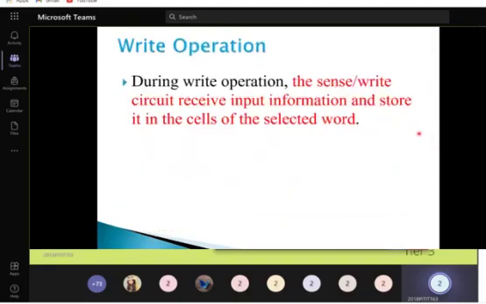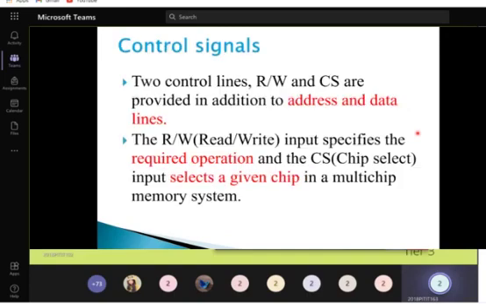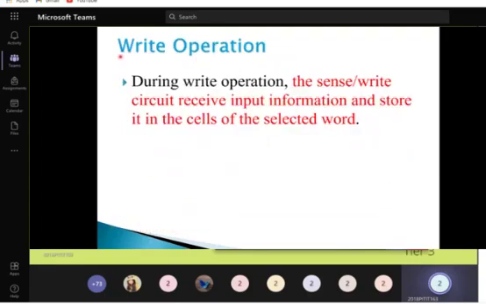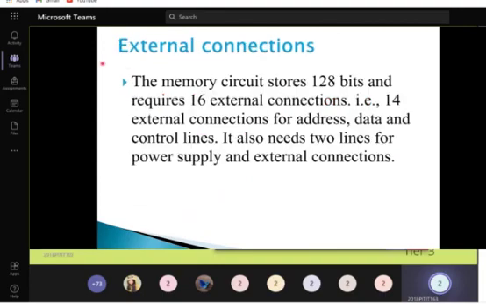And during the write operation, the sense or write circuit will receive the input information, and that information will be stored in the cells which are selected by that word line. So this is the thing you need to know about read and write. Next is our external connection.